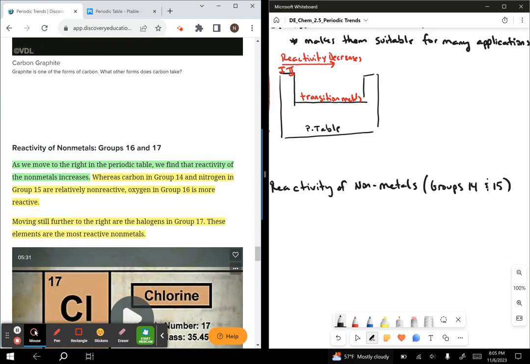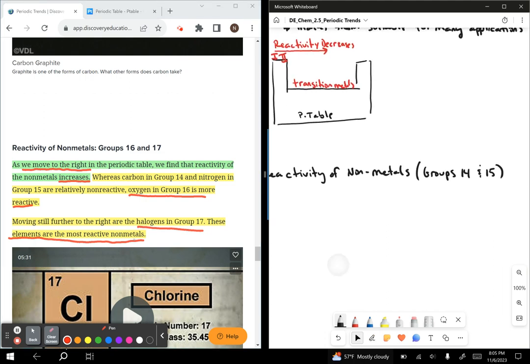Reactivity of nonmetals, groups 16 and 17. As we move to the right in the periodic table, we find that reactivity of the nonmetals increases as we move to the right. Okay, so 16 and 17 become more reactive. So here we are, oxygen is in group 16, more reactive. Moving still further to the right are the halogens in group 17. These elements are the most reactive nonmetals. Okay, so what do we want to write over here? Reactivity of nonmetals.